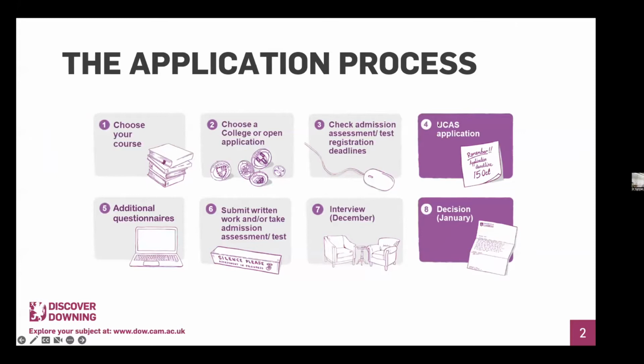So what I've tried to do in this slide here is really kind of break down the application process into a number of stages. And the key things you need to think about when preparing an application to Cambridge. So the first thing I've written here, if you look at the first point, it says choose your course. And that's very, very important.